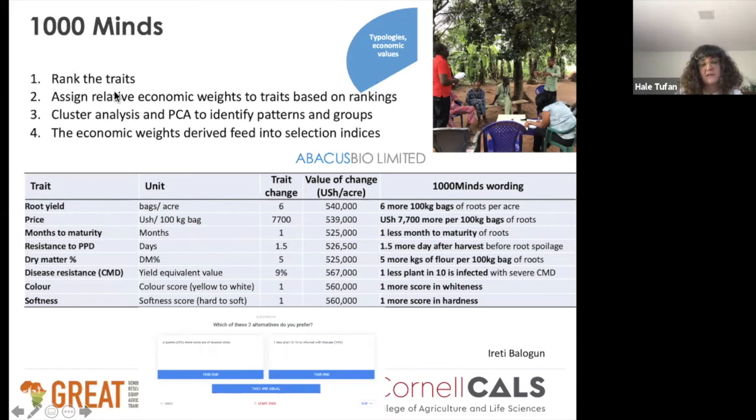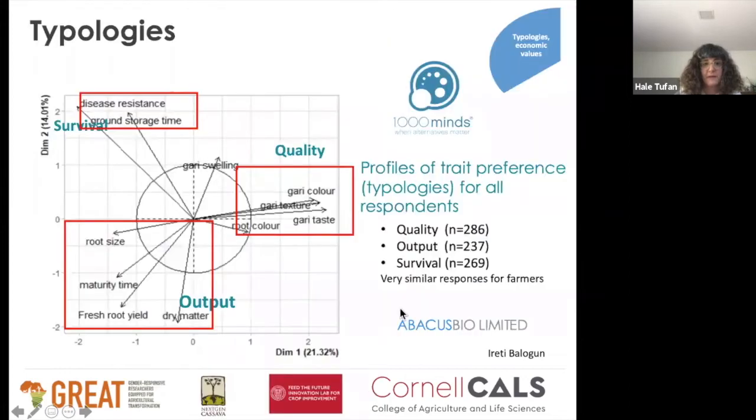What that really does is it gives you an ultimate rank of the traits for all the respondents, but it also gives you economic weights because you look at the economic value. You do a lot of baseline work through focus groups and interviews to understand the economic values of each of the traits. This is work that, at least for NEXTGEN Cassava, is driven by Ireti Balogun in Nigeria, and those are the results that I'll be referring to.